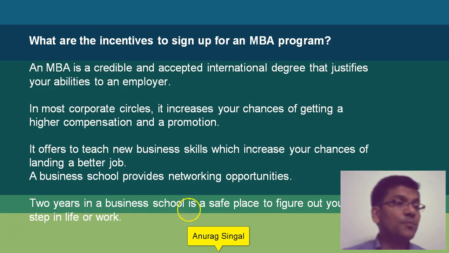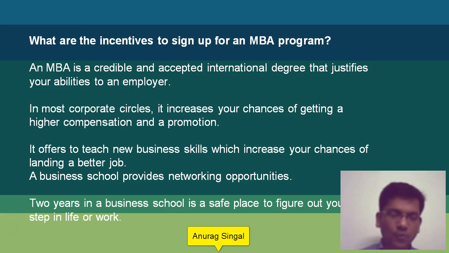Plus, a B school provides fantastic networking opportunities for you, and the alumni impact is one of the best takeaways that you will have. So 2 years in a B school is a safe place to figure out your next step in life. Campus life, interacting with peers and professors also helps clear a lot of cobwebs, and people get more clarity on what exactly they want out of life.